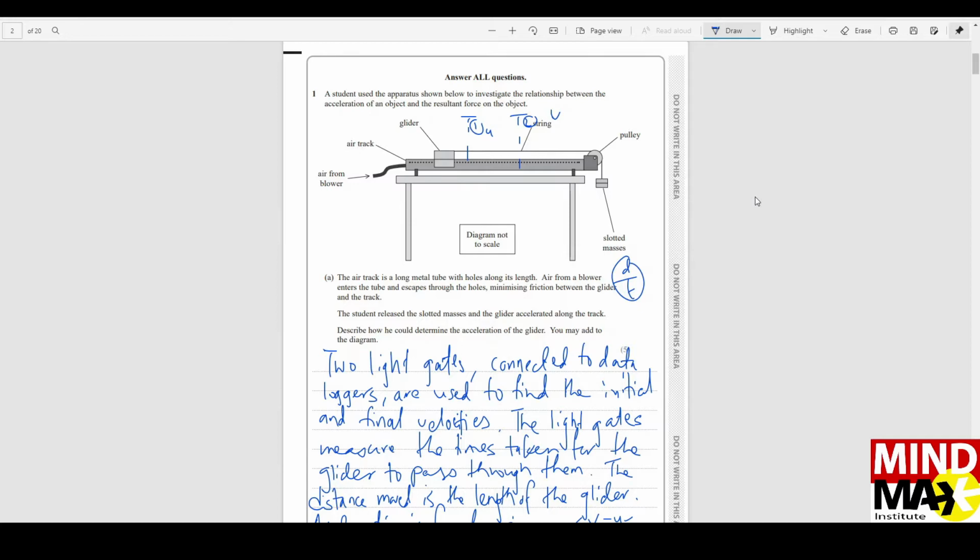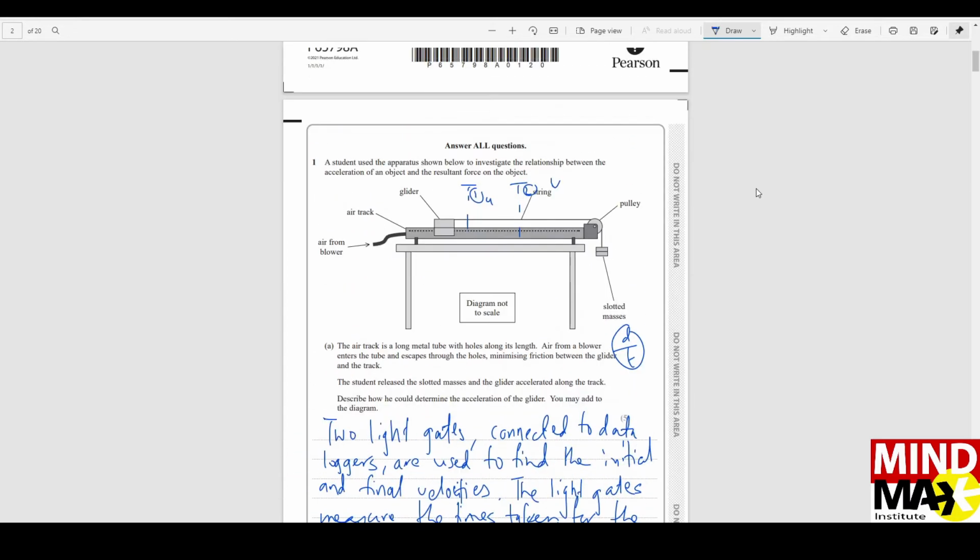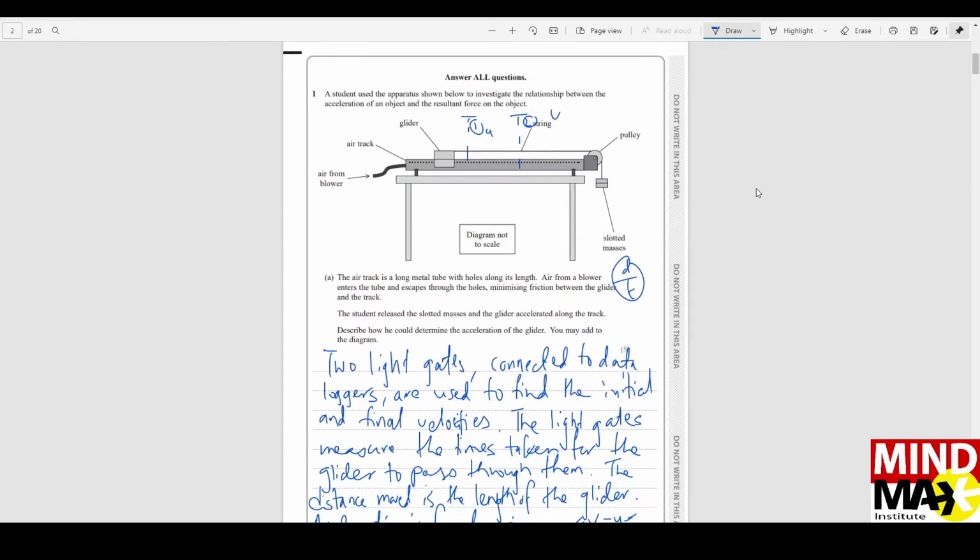To find the acceleration, we need to make use of both the initial velocity and the final velocity, because the formula to find acceleration is v minus u divided by t. So we need the final velocity as well as the initial velocity and the time taken to travel between the two light gates. Why are we using light gates?